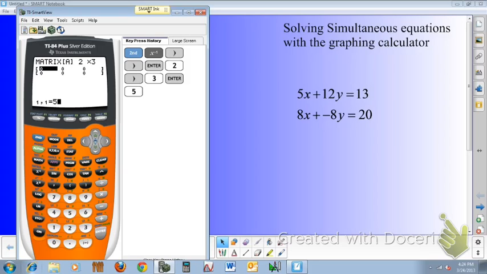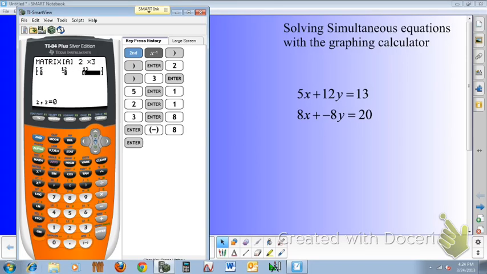Put your 5 in where the 0 is and hit enter. Put 12 in and hit enter. Put 13 in and hit enter. Put 8 in and hit enter. -8, and make sure it's negative and not minus, and then 20.